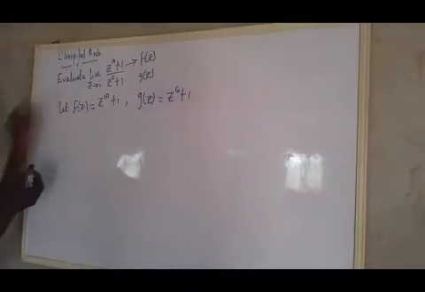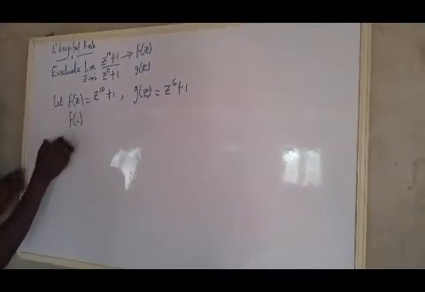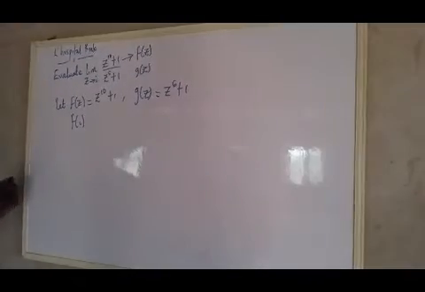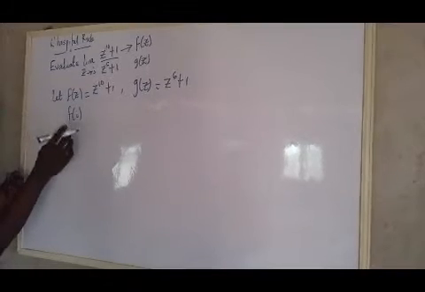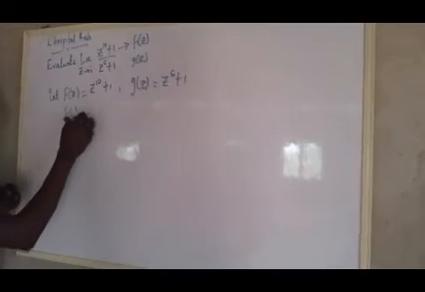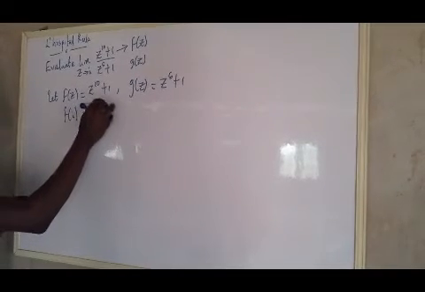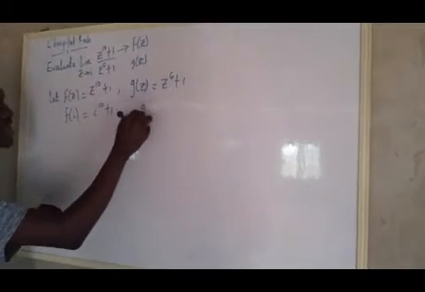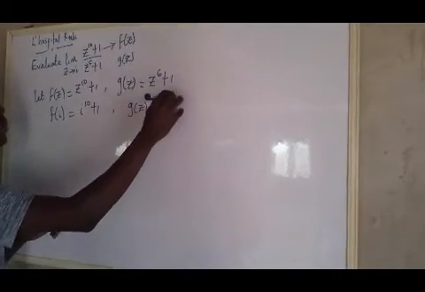Alright, the first thing we have to do is find f(i). If you are finding f(i), anywhere you see z, you put i. So I will have i raised to power 10 plus 1, and my g(z) will be i raised to power 6 plus 1.